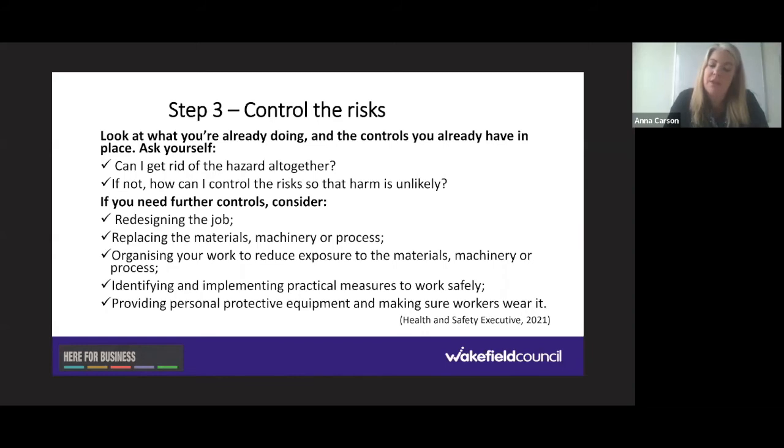If we can't make changes at this step, we would then look at organising the work to reduce the exposure to the materials, machinery or process. And so this would be working in such a way that reduces the risk to that person. And then we would look at identifying and implementing practical measures to work safely.